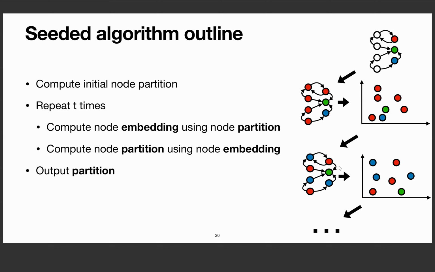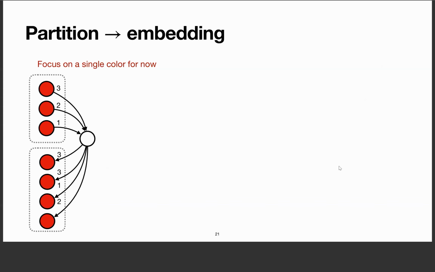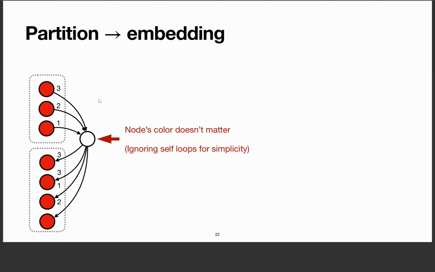So I need to explain how we build the embedding from our partition and then how we update the partition given an embedding. Let's start with the first one. We're going to think about how to build an embedding for a single node, this white node, and we're just going to focus on a single color for now. For the purposes of this embedding, the color of the node in question doesn't matter, and we ignore any self loops. What we're seeing is these red nodes which have connections into our white node, and then these other red nodes at the bottom which have connections coming from our target node.